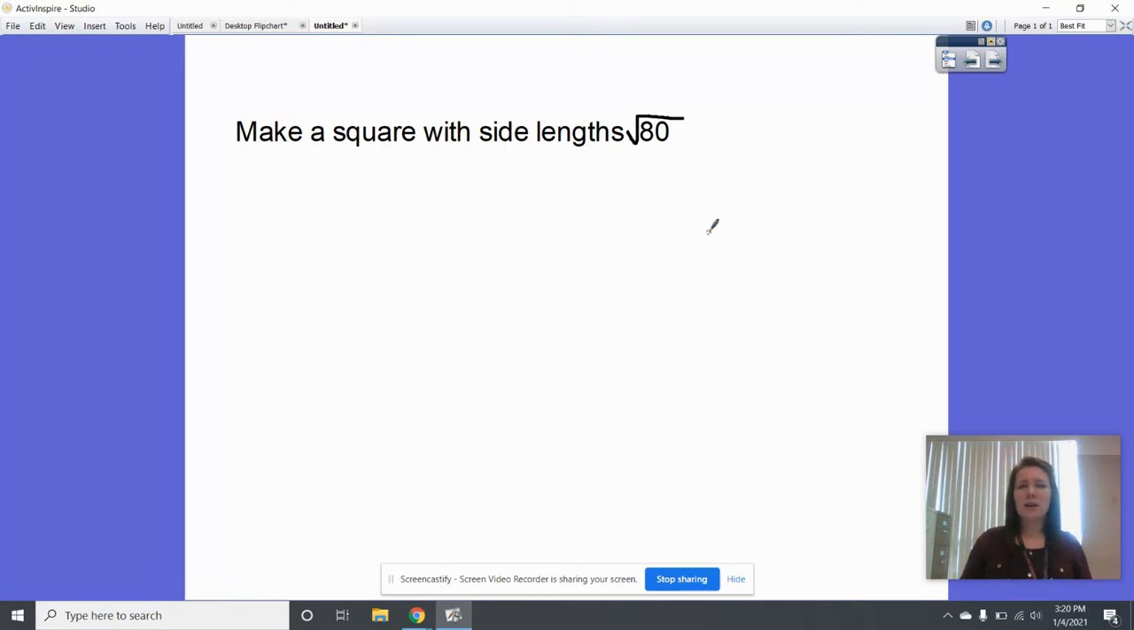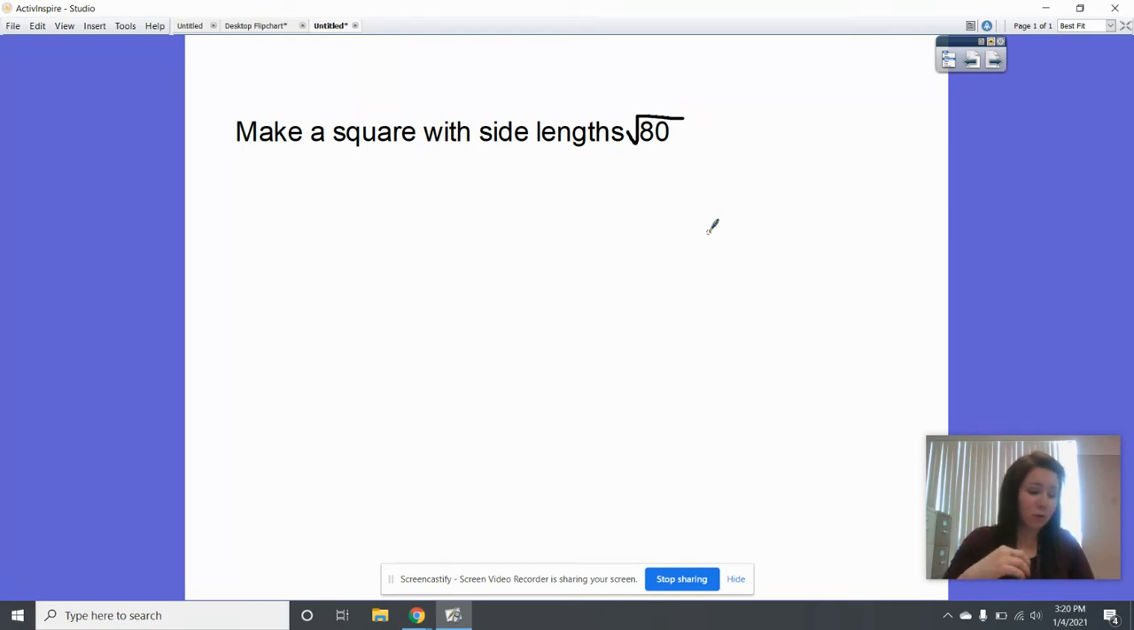So if it just said with side lengths of 80, that's ginormous, but all we do is count 80 across, 80 down, 80 across, 80 down, and boom, you have a square with side lengths of 80. The problem is that if you are asked to do the square root of 80, well, the square root of 80 is a non-repeating decimal that goes on and on and on.